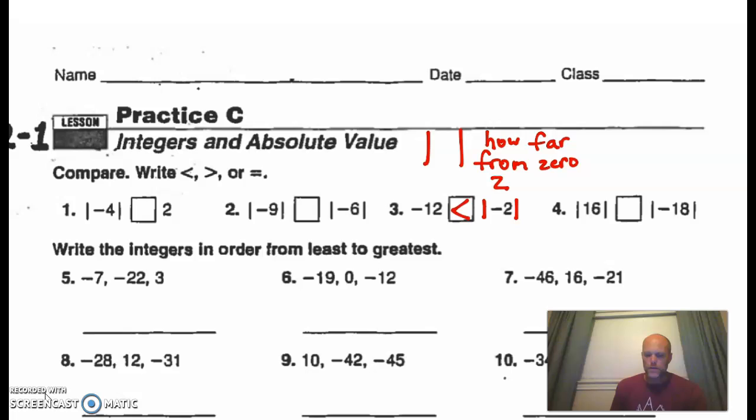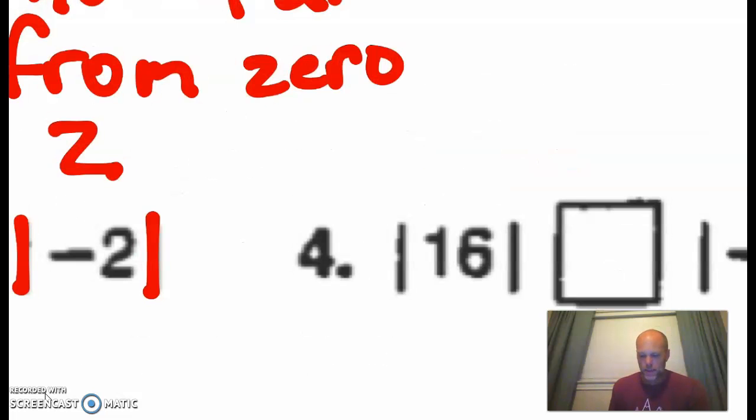So what you can do is look inside the absolute value and just focus on the number, and that's it. If you look at number 4, some of you may try to change 16, the absolute value of 16. Well, how far is 16 from 0? It's 16. So don't put a negative on there. It's not the opposite. It's just how far it is. All right.